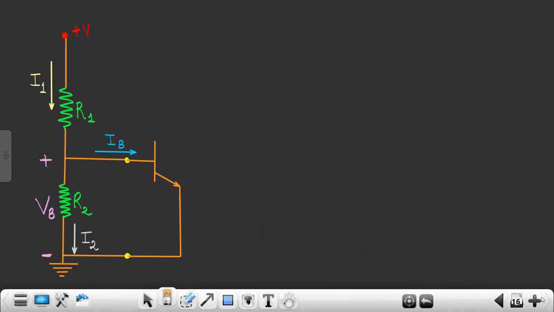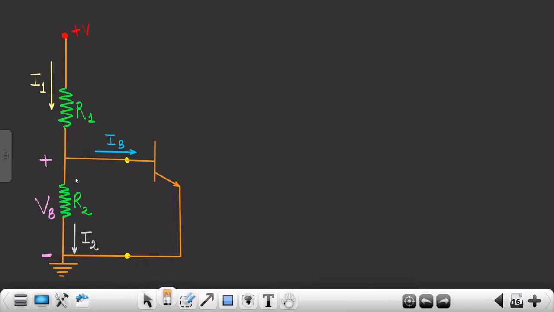So moving to the next page. Now we have to analyze this circuit in this way. See over here what we had done. We had assumed these three currents, and their directions are such that I1 is moving downwards, or it is an incoming current for this node. On the contrary, IB and I2 are the outgoing currents from this node.